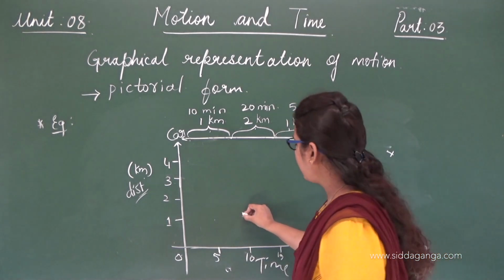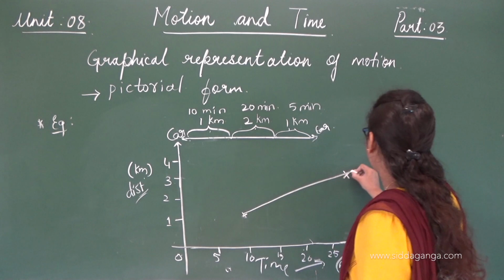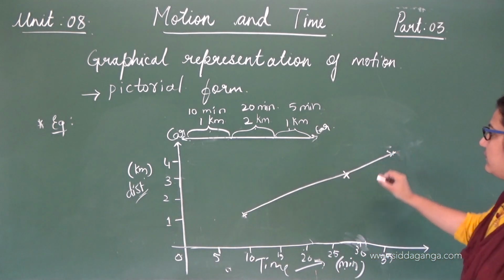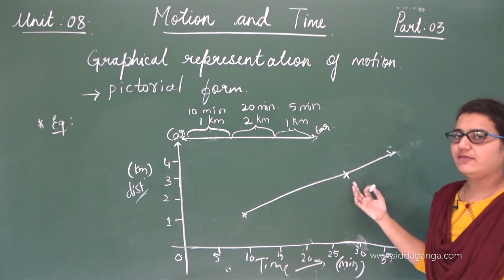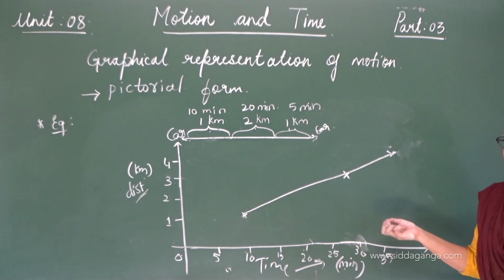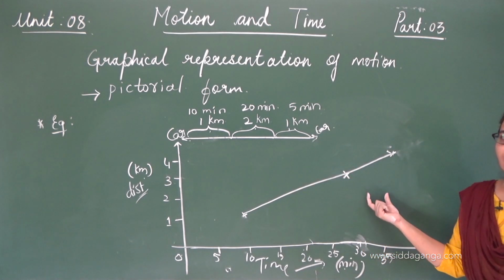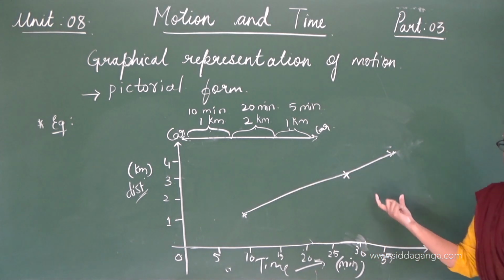So just join all these points again here. Okay. So this is the graph we have got. Using this data we have drawn points and this is the graph we have got.